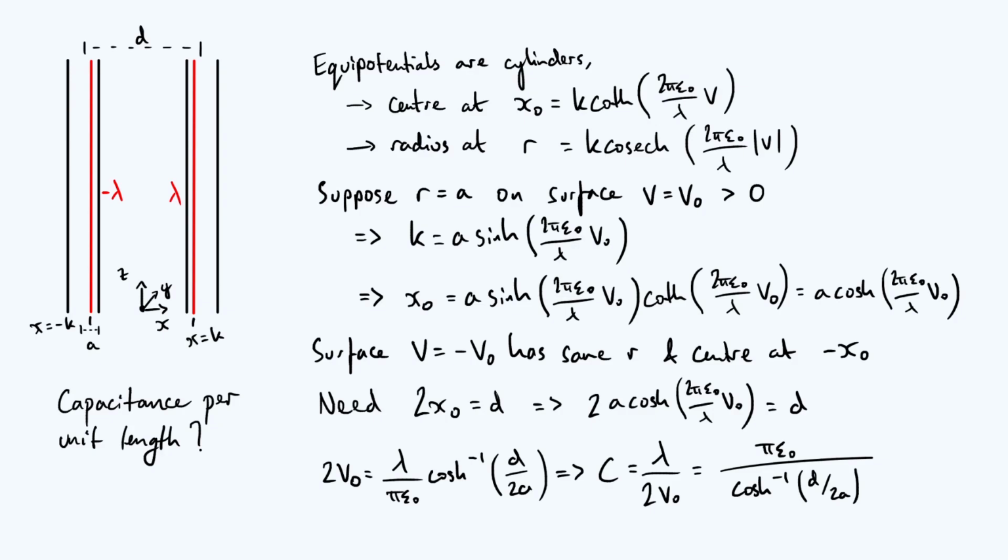And so in the limiting case where d becomes much bigger than a, this expression reduces to pi epsilon naught over log of d over a, which is exactly what we got last time.